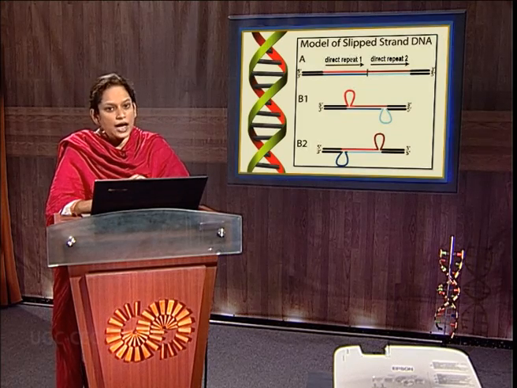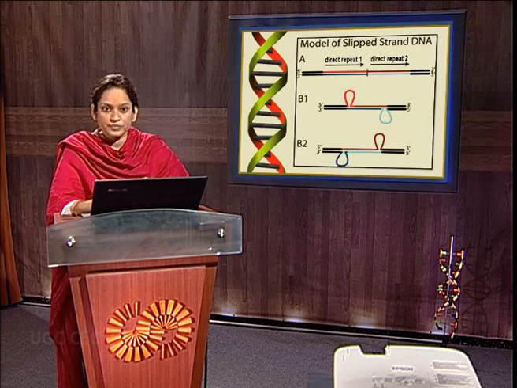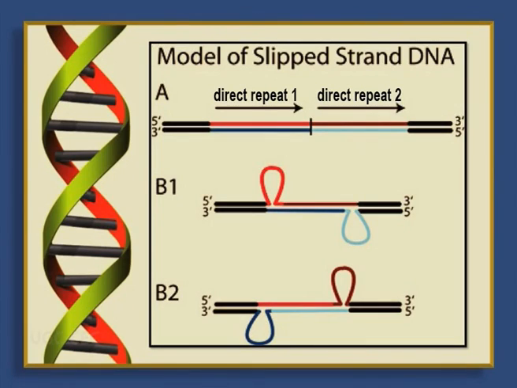Now, let us see what happens if there is a direct repeat. Two models have been proposed in this diagram. What we can see is that there are 2 copies, direct repeat 1 and direct repeat 2. Now, in this way, we can see that the direct repeat 1 copy mispairs with the complementary strand of another copy of a second direct repeat. So, as a result, we can see here in this diagram the formation of loops on either strand.